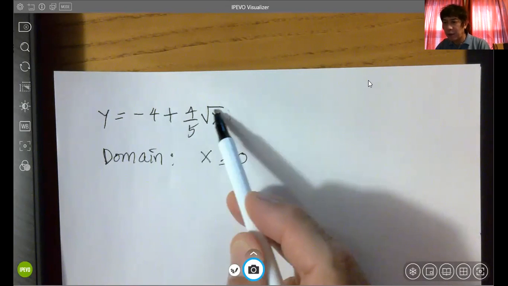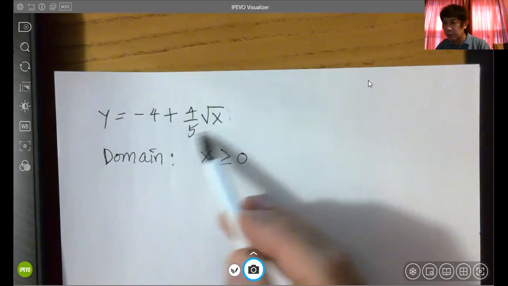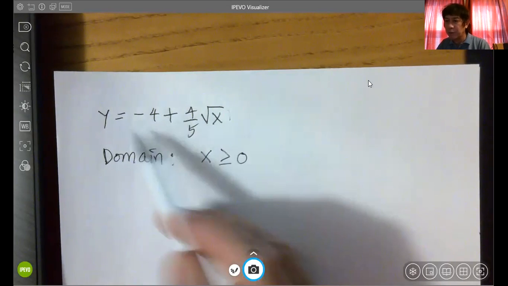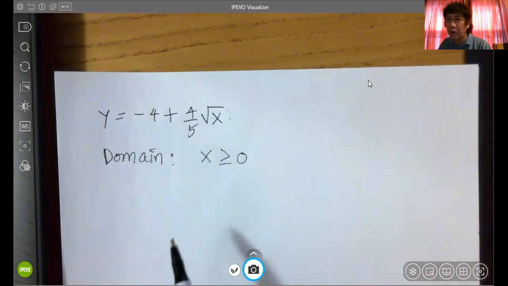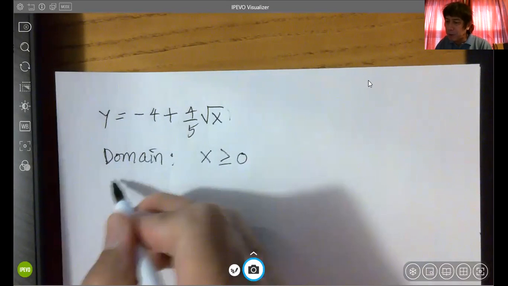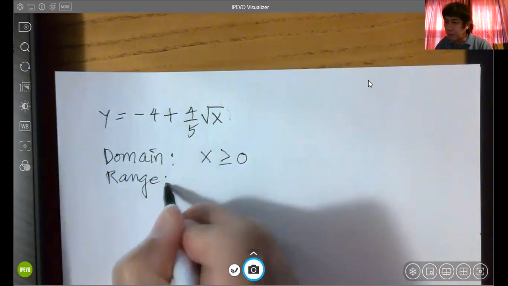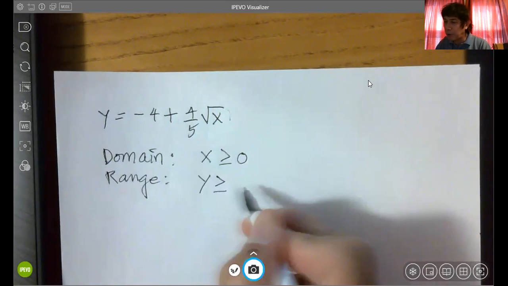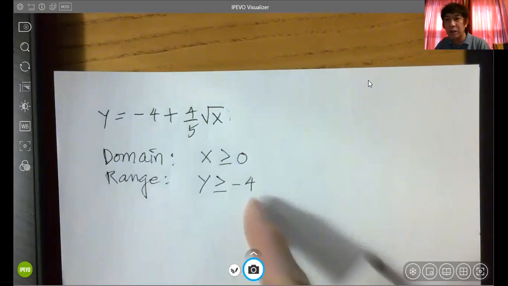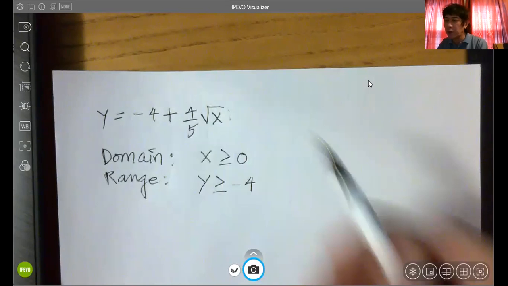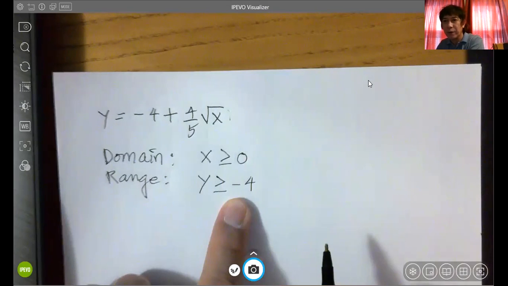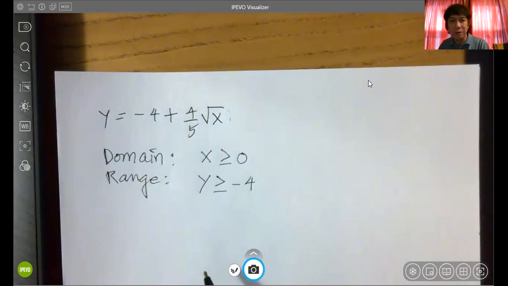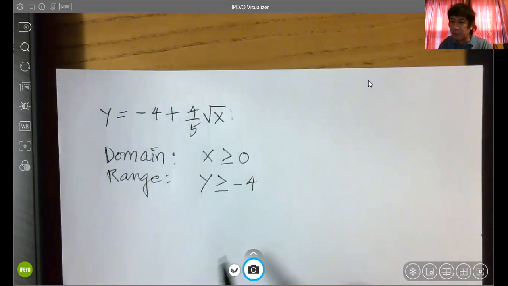Now, a positive value here will increase this value. So this -4 will accumulate positive values, and so the values of y will be -4 or higher. So the range is y greater or equal to the starting value -4. The -4 is attained when x is 0, and the other values will be higher than -4. So this is the answer for the first number.